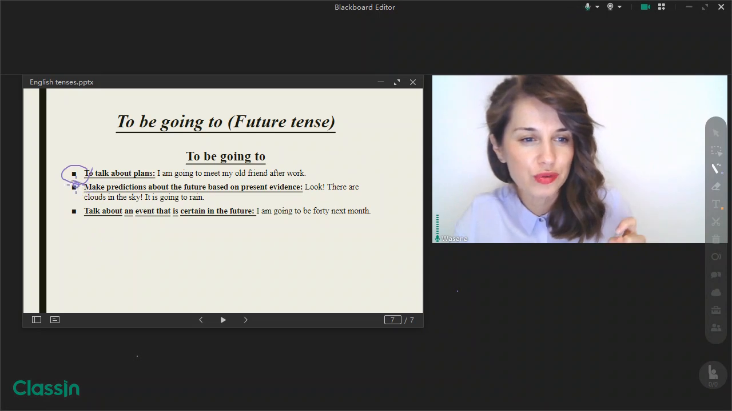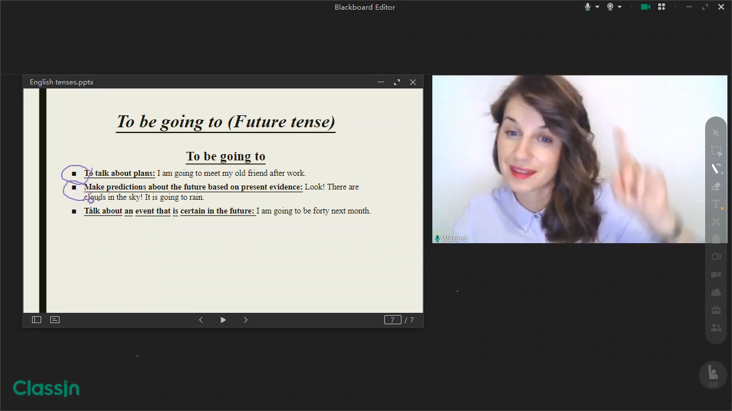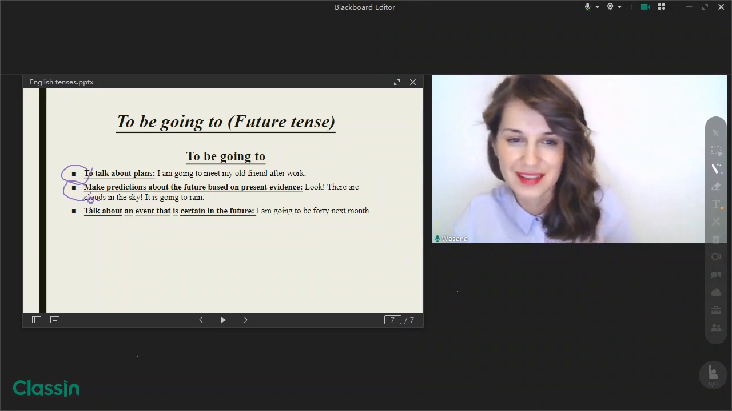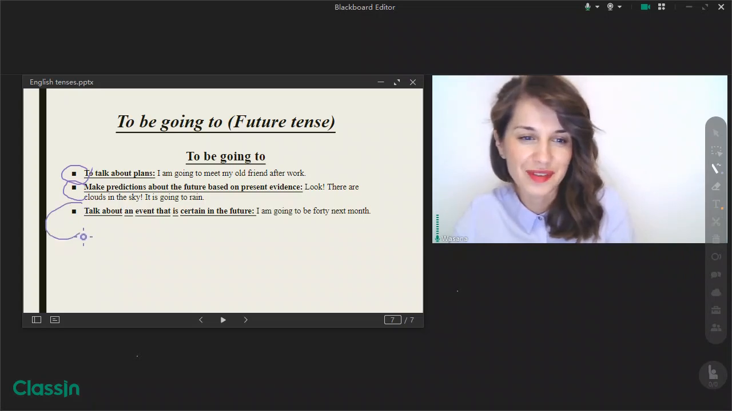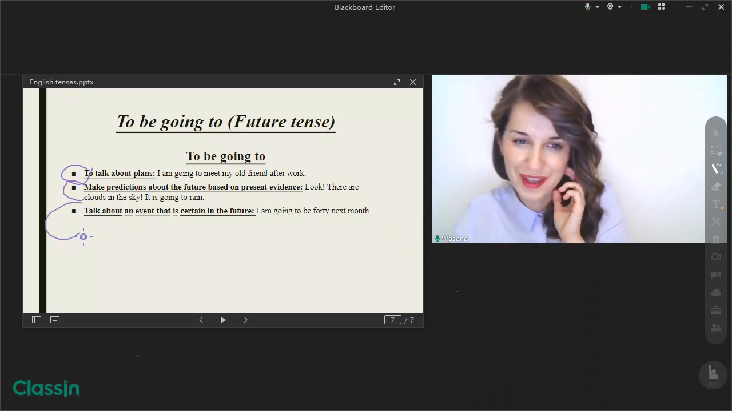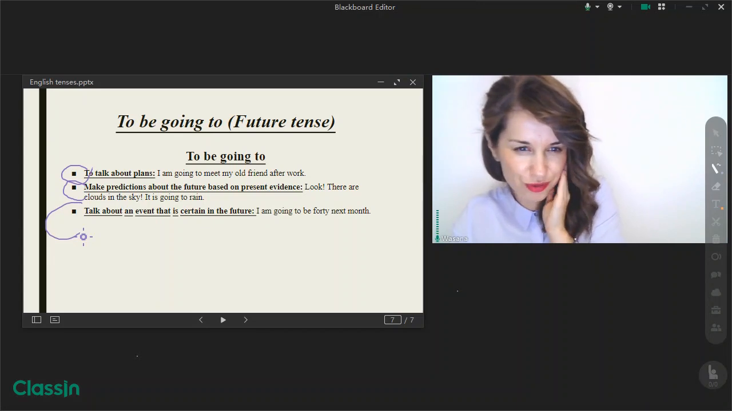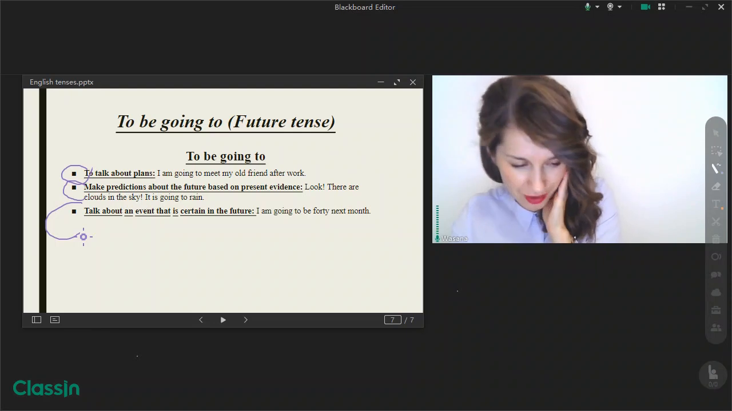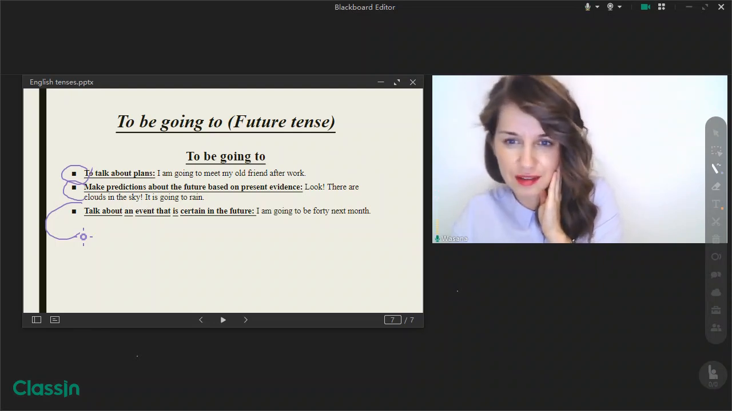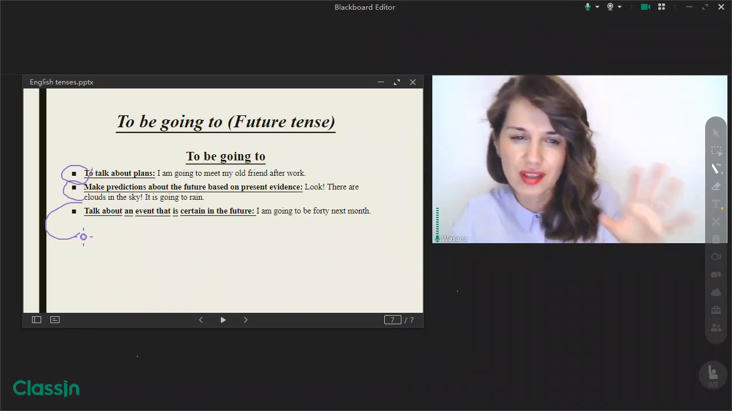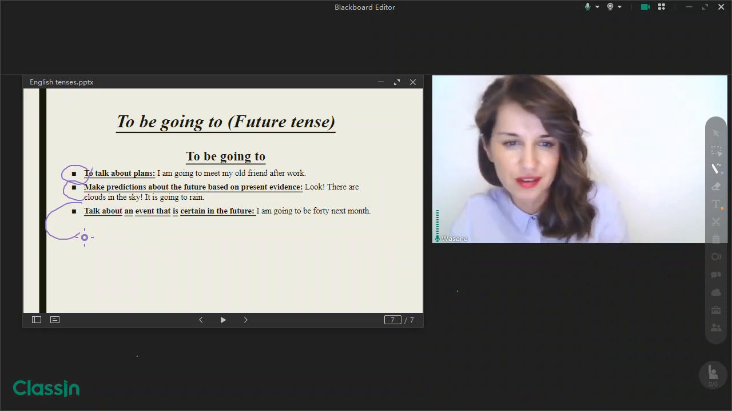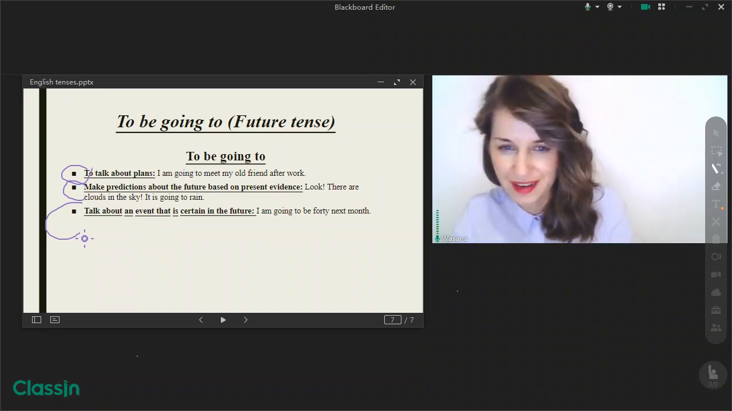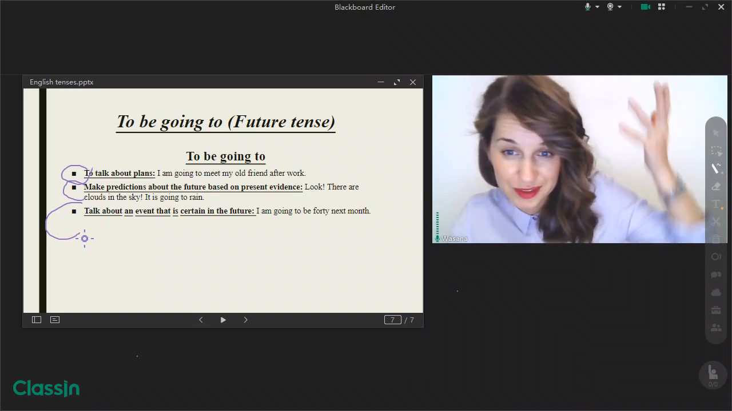We use to be going to to make predictions about the future based on present evidence. Look, there are clouds in the sky, it's going to rain. And to talk about an event that is certain in the future: I'm going to be 40 next month, or I'm going to get married. Actually, this last one is not good because things can go wrong, so forget about this one. Usually it's better to use to be going to for certain events, like some physical condition, like age. I'm going to be 40 next month, or I'm going to be 20, or something like that.